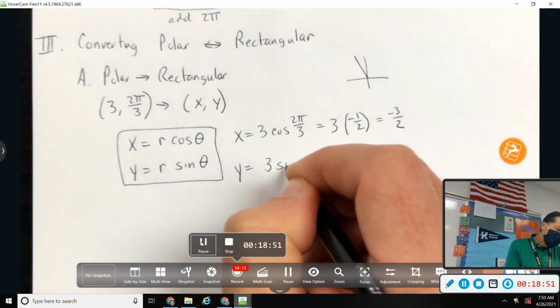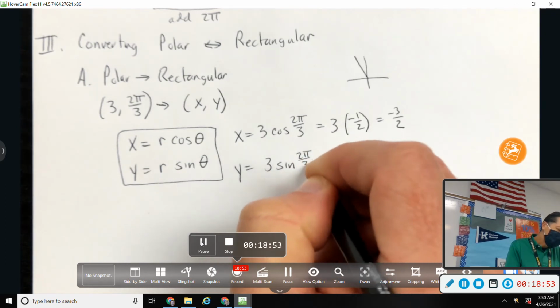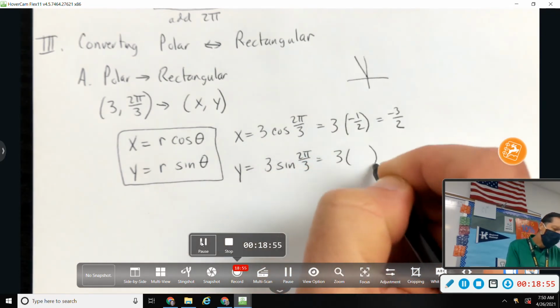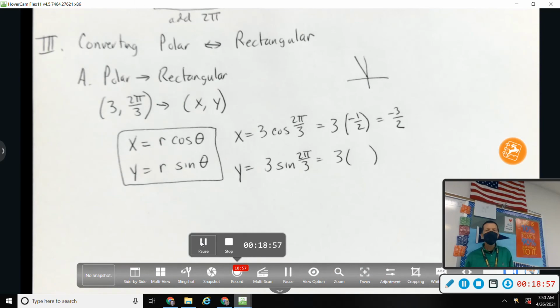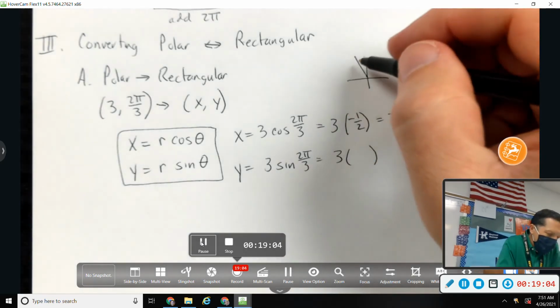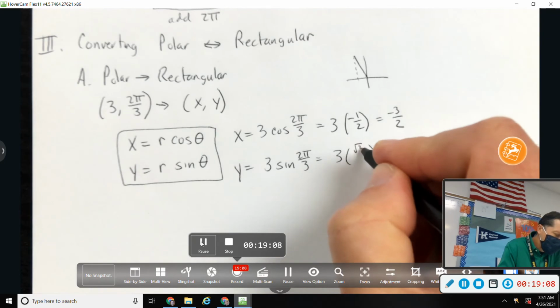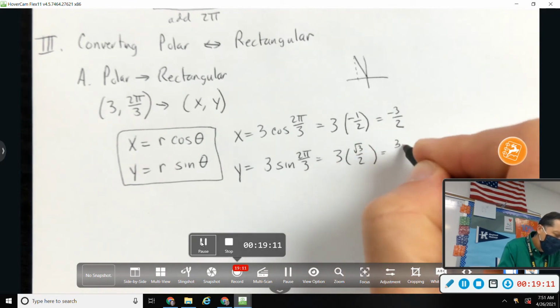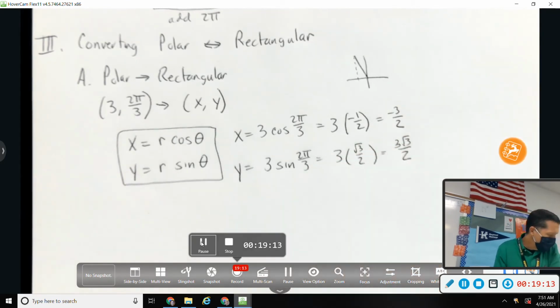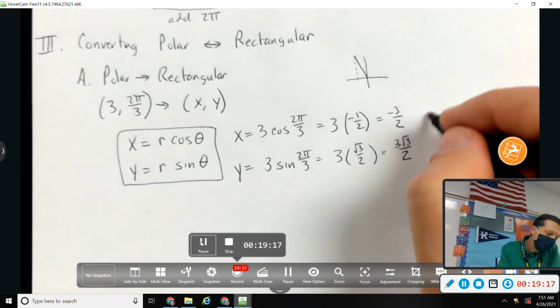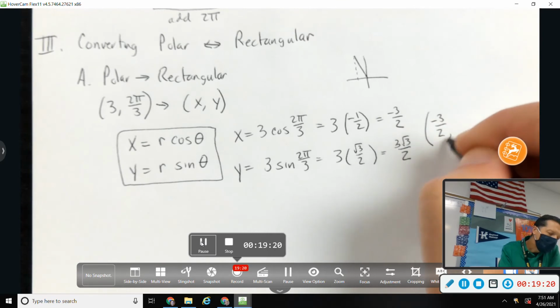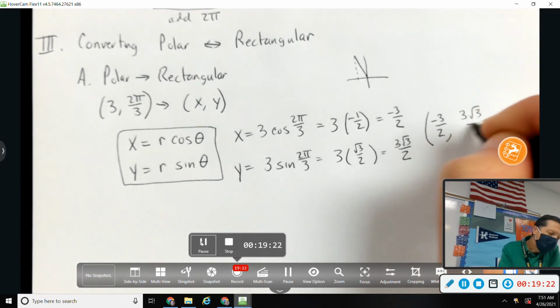Y is 3 sine 2 pi over 3. Sine of 2 pi over 3. Let's see, that'd be that height. That'd be root 3 over 2. So 3 root 3 over 2. And then we want to write that as a point. So x comma y, -3/2, comma 3 root 3 over 2.